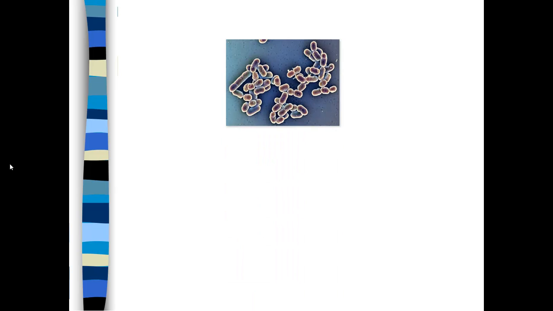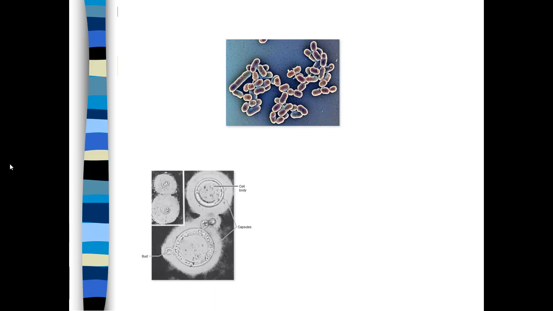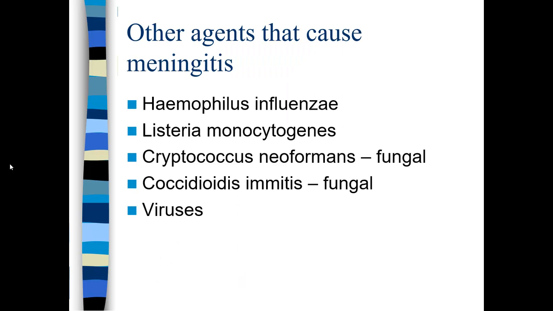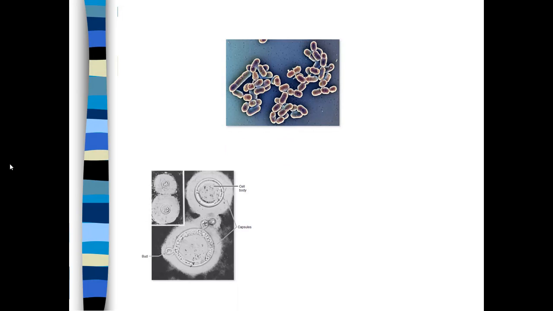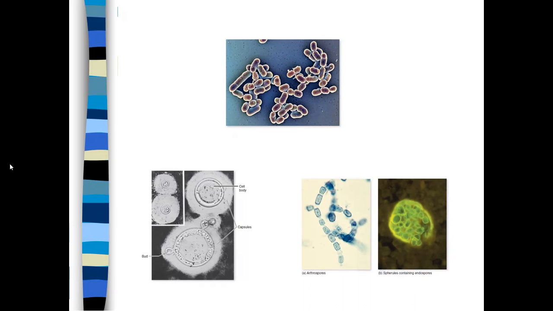Let's see. That's Haemophilus influenzae. This is a form of fungus that can cause meningitis. And this is another form of fungus that forms arthrospores as well as spherules.